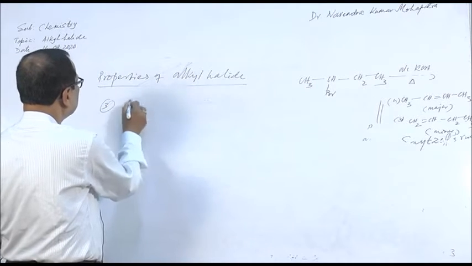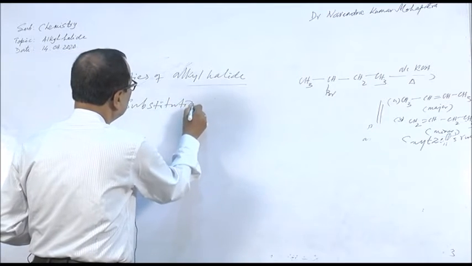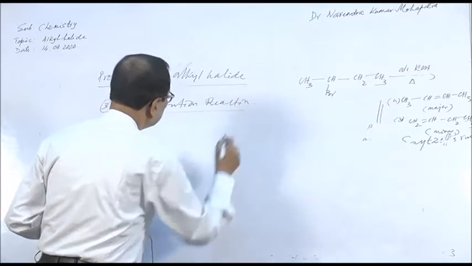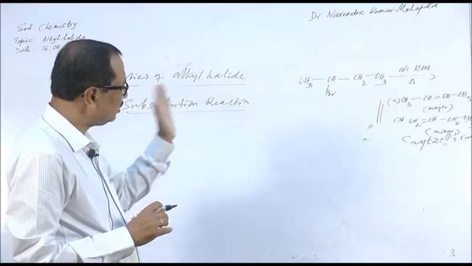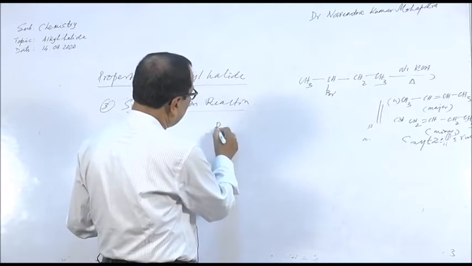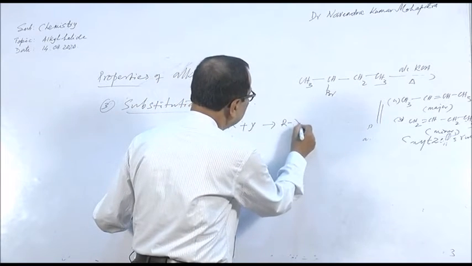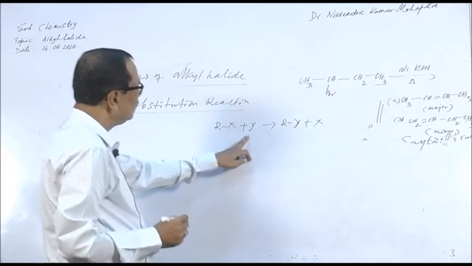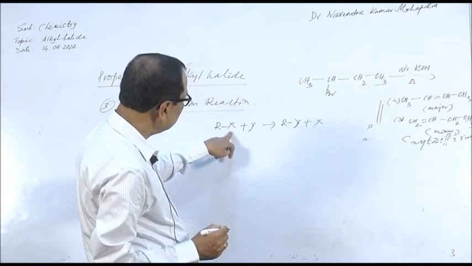Third type of reaction is called substitution reaction. In the substitution reaction, the halogen atom is replaced by other groups. That means the substitution reaction can be represented as RX plus Y gives RY plus X. Here the substituent is Y, and the leaving group is X.